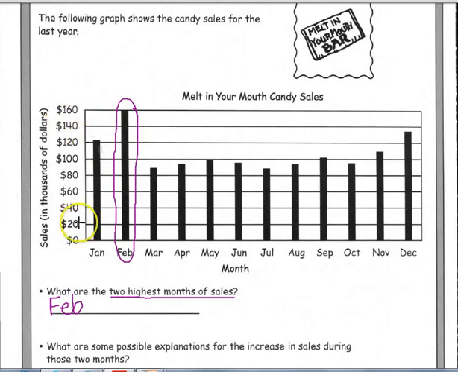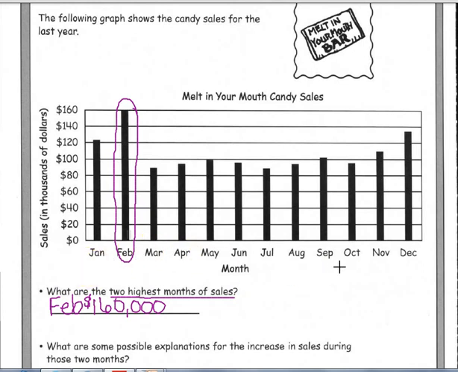So they made $160,000, and it says in thousands of dollars. So we have to make sure that that's in thousands of dollars. So they made $160,000. So I have to make sure I add all my zeros there, and the dollar sign goes in front. All right. Now we got to look and see which month was next.